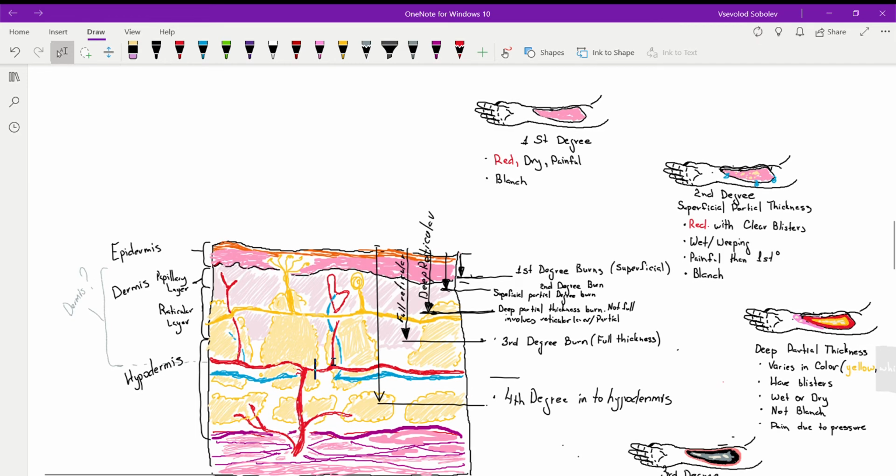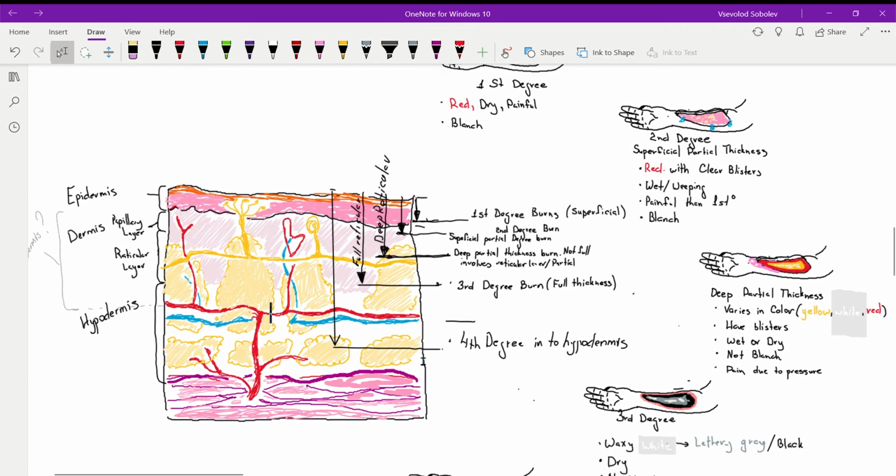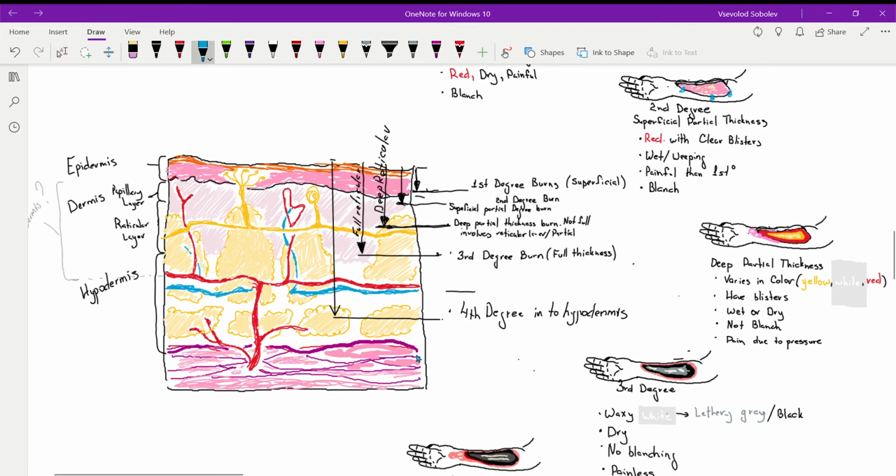We're going farther. Let's go deeper. We got second degree deep partial thickness burn, not painful, involves reticular layer, and it is right here. So the thing with second degree deep partial thickness is that it didn't go through the whole dermis. It went to the reticular layer. It damaged the reticular layer, but it didn't go through the whole reticular layer. That's why it stays the second degree.